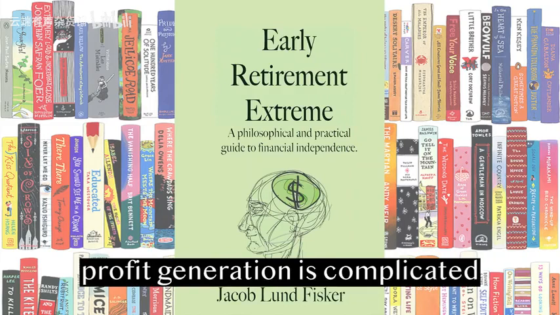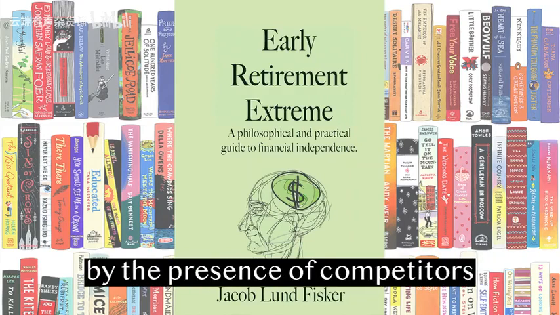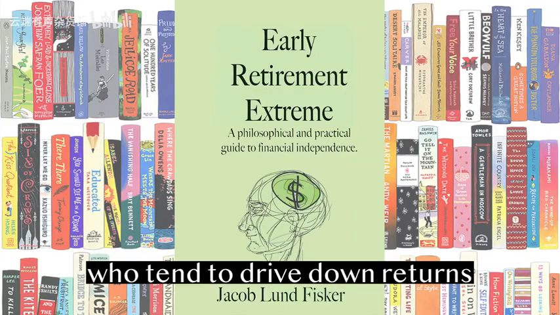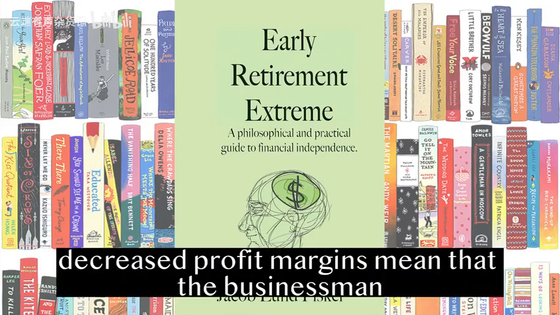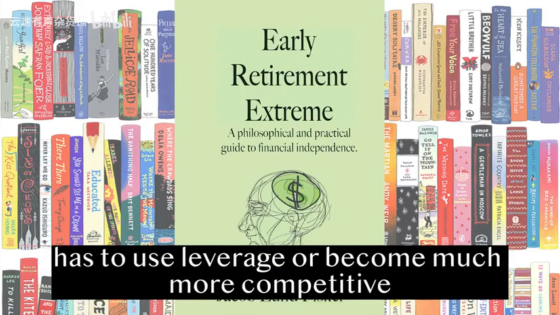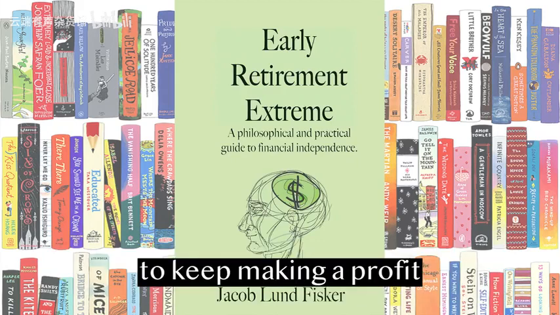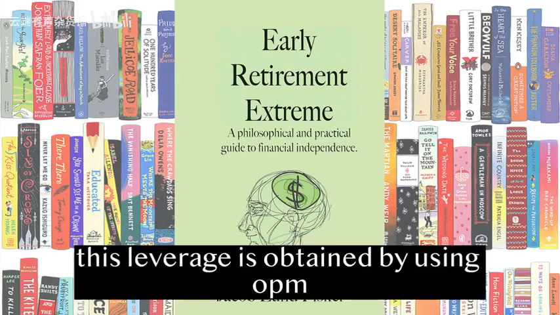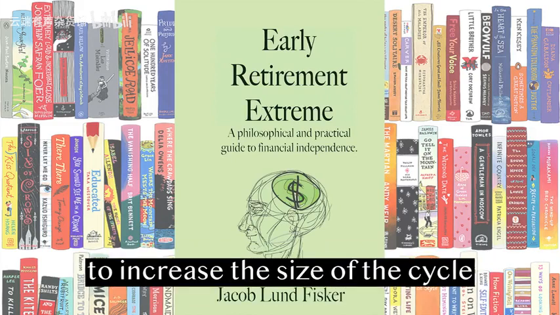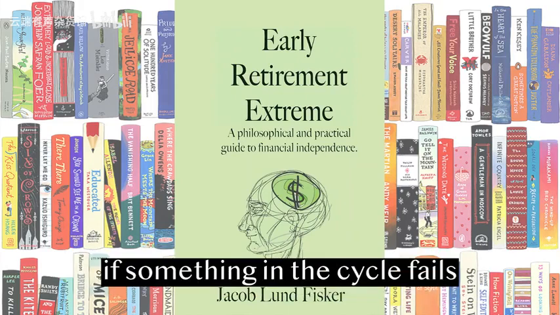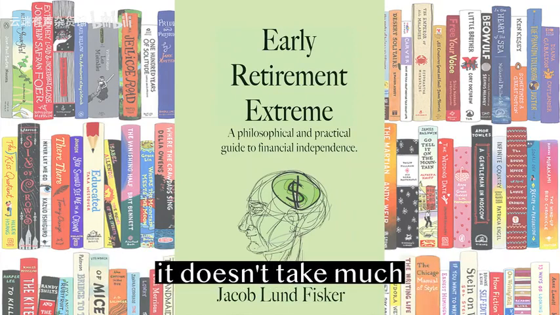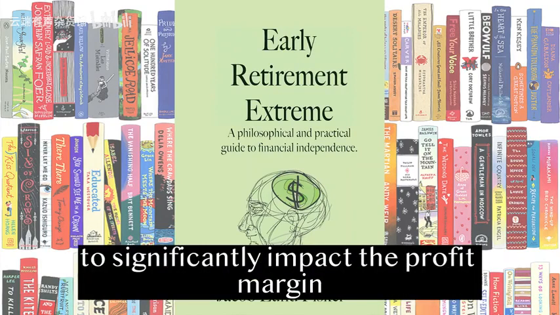Profit generation is complicated by the presence of competitors, who tend to drive down returns and decrease profit margins. Decreased profit margins mean that the businessman has to use leverage or become much more competitive to keep making a profit. This leverage is obtained by using OPM to increase the size of the cycle, thus resulting in a tight coupling of the business cash flow. If something in the cycle fails, it doesn't take much to significantly impact the profit margin.